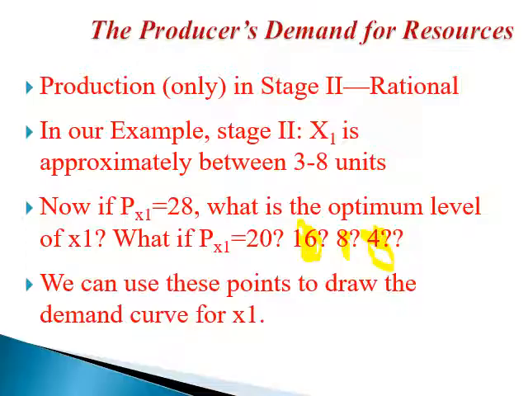And then redo the calculations, assuming that the unit price of X1 is 20. Everything else is the same. You will find a level of X1 that will maximize your net returns, different from the rest. And then redo the calculations, assuming that the unit price of X1 is 28. Okay?